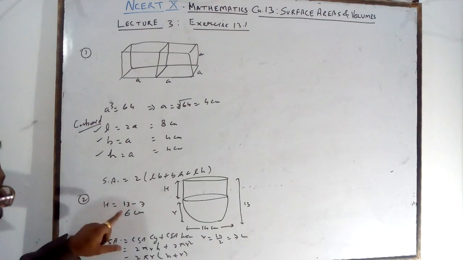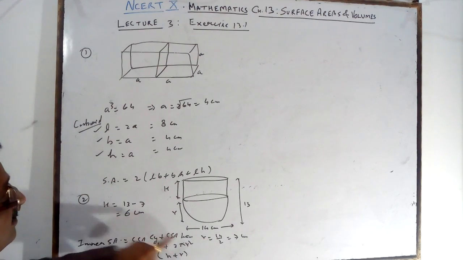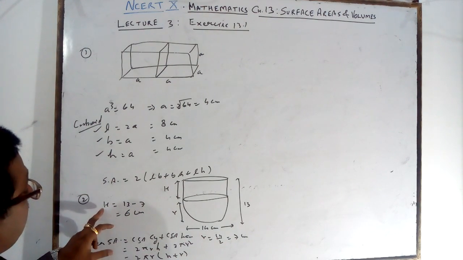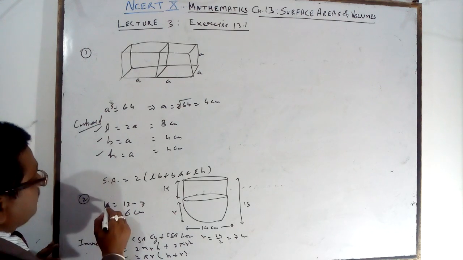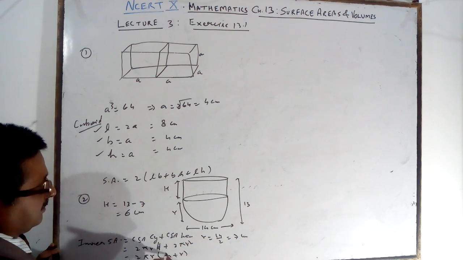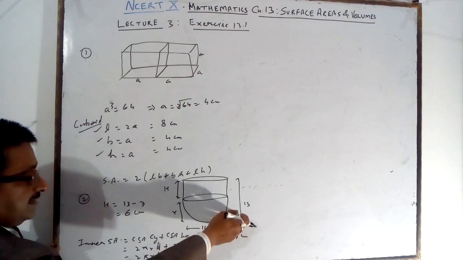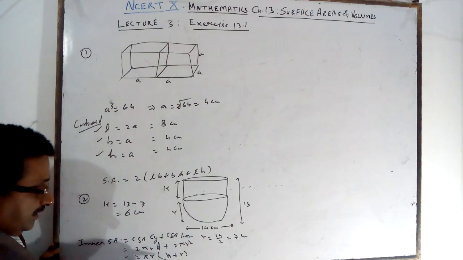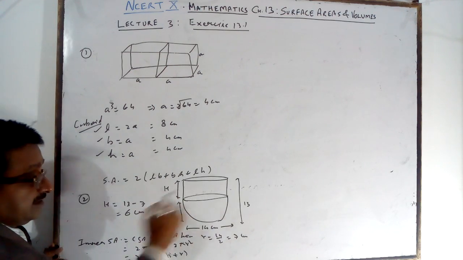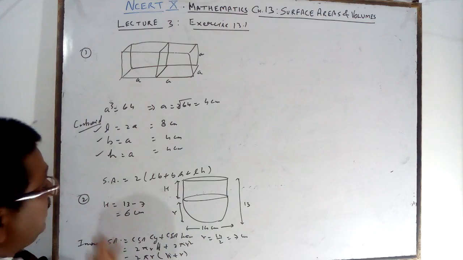You get your answer. Pi is 22 by 7, r is given as 7, and h is 6. Only one h is here. Total height is another thing, only one h you are getting here, capital H. 6 you will write, don't write 13. Put the value and you get the result.